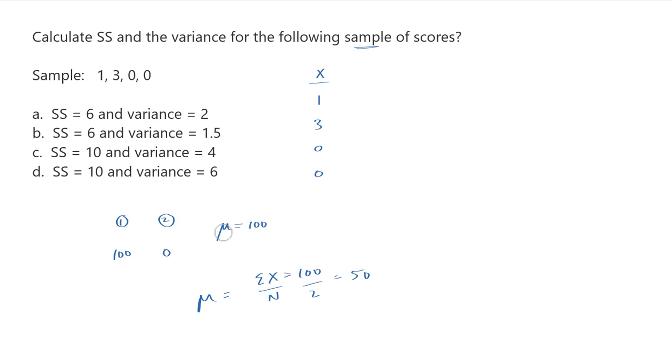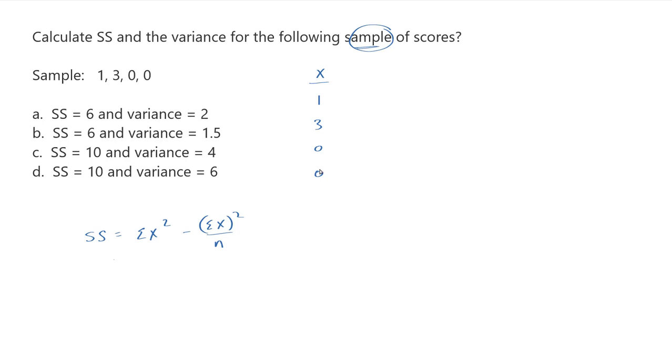All right, so let's get this little side note out of the way, and let's go back to our original question. We're supposed to find the sum of squares and the variance for the following sample of scores. So I'm going to calculate this using my computational formula. That is the sum of x squared minus the sum of x, in brackets, squared over n, little n because it's a sample. So I need to know my sum of x.